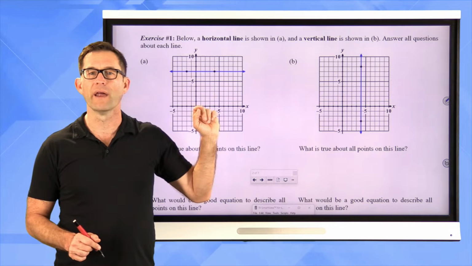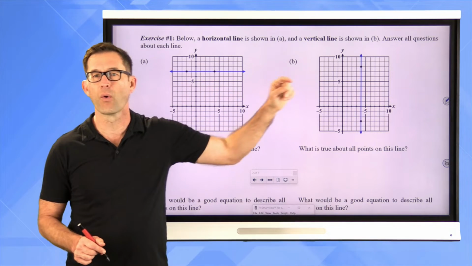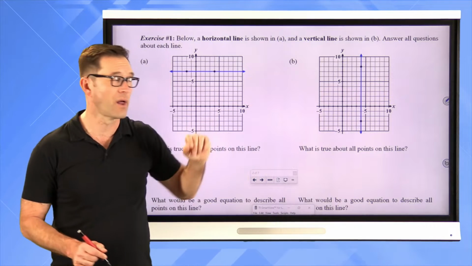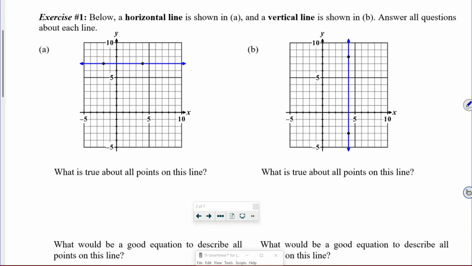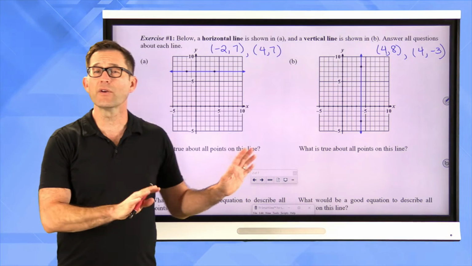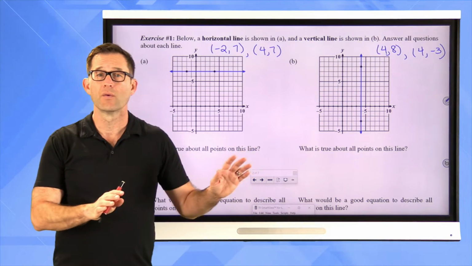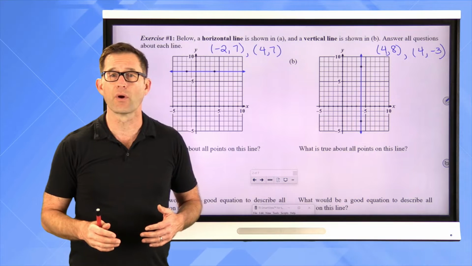So before we even move on, let's write down the coordinates of the 2 points on the horizontal line and the 2 points on the vertical line. So on the horizontal line, we've got the point (-2, 7) and the point (4, 7). Those are the 2 points that I've marked off. On the vertical line, however, we've got the point (4, 8) and the point (4, -3), in no particular order. I just wanted to write down these 2 pairs of points so that we get a feeling for the points that are on the line.